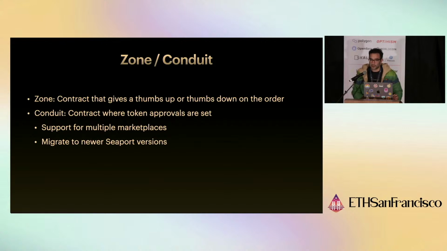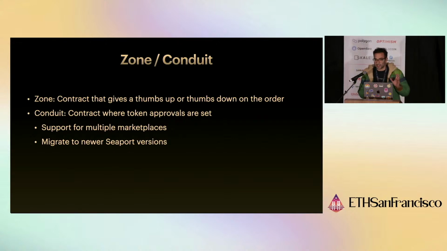There are two other components. One is called a zone, and one is called a conduit. A zone can be an external contract that basically gives an approval or disapproval of whether an order is valid or not, and that can be used several ways. We will go into that toward the end of the presentation.